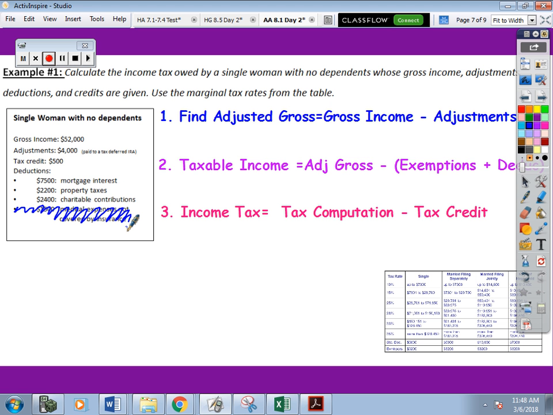Okay, so we're going to do all 3 steps. And again, you can have your chart right next to you to figure out what you're doing. First thing we're going to do is find our adjusted gross income by taking our gross income minus our adjustments. So this is a single woman with no dependents. Her gross income is $52,000. And her adjustments are $4,000. This is all coming from our given. This is paid to a tax-deferred IRA, so that's a retirement fund.